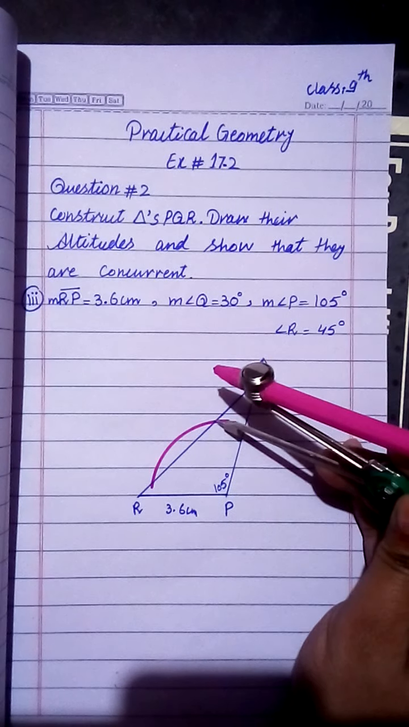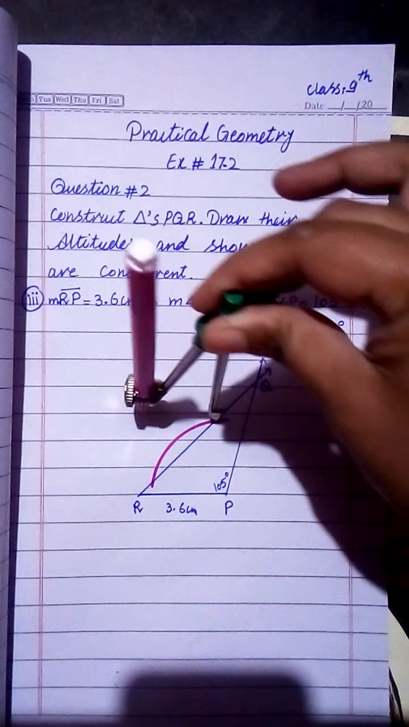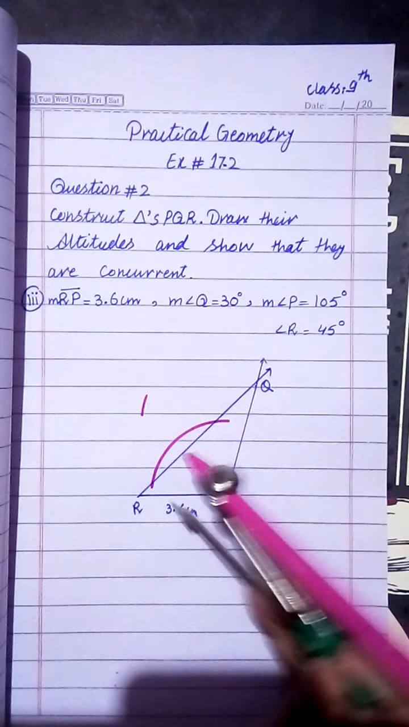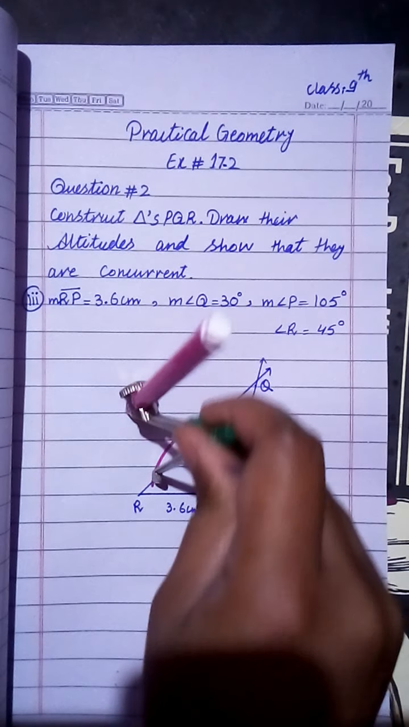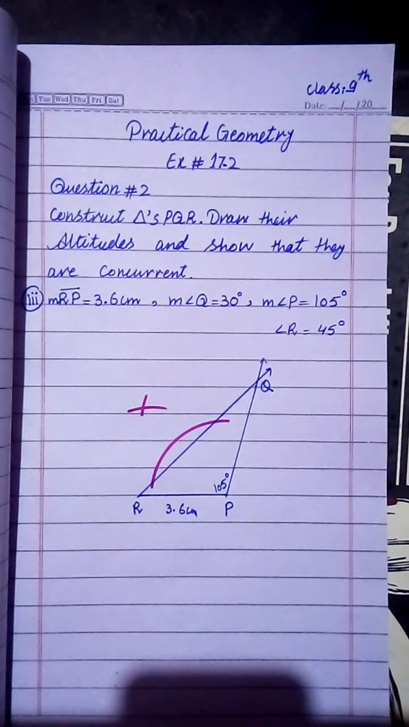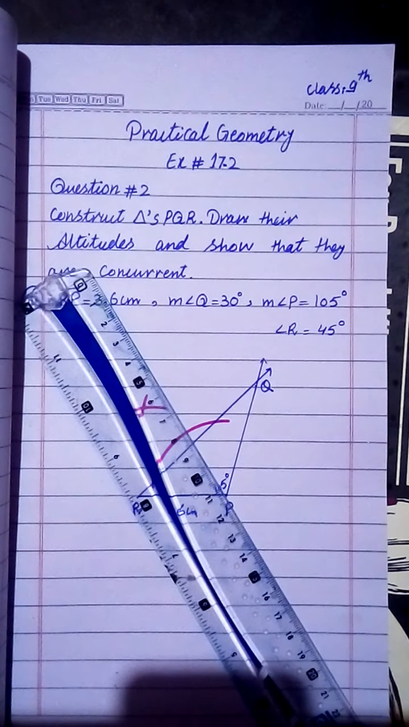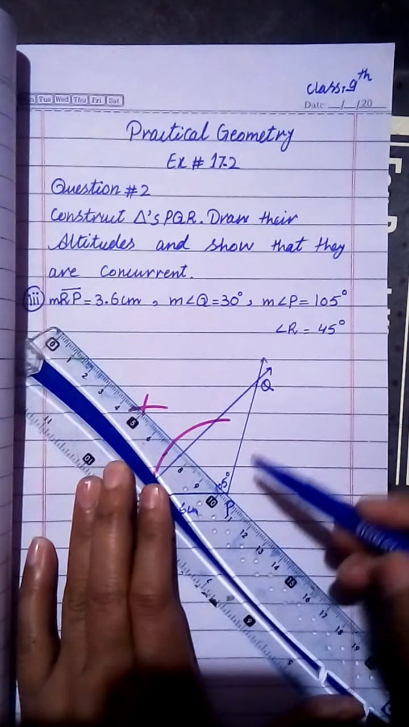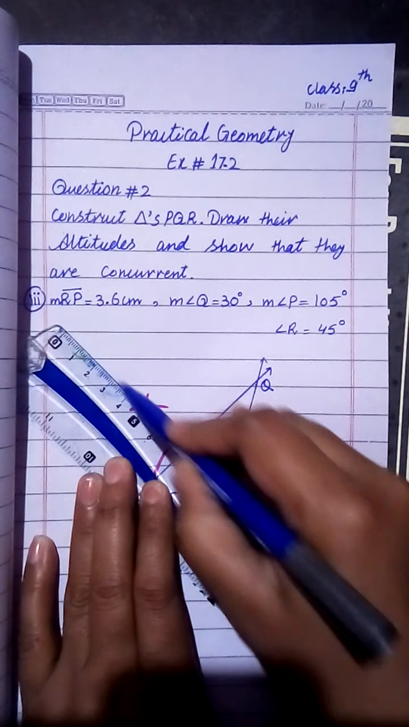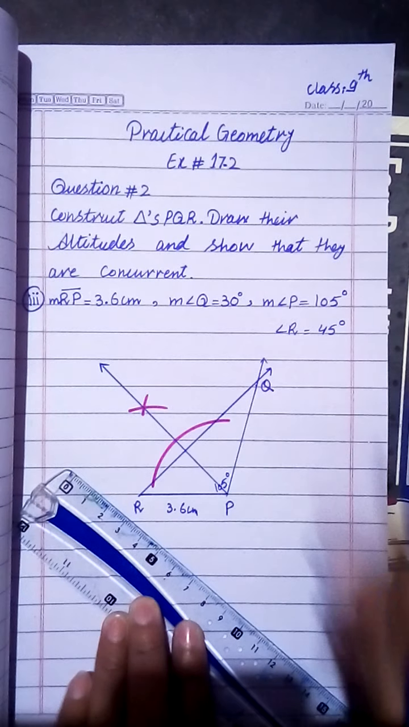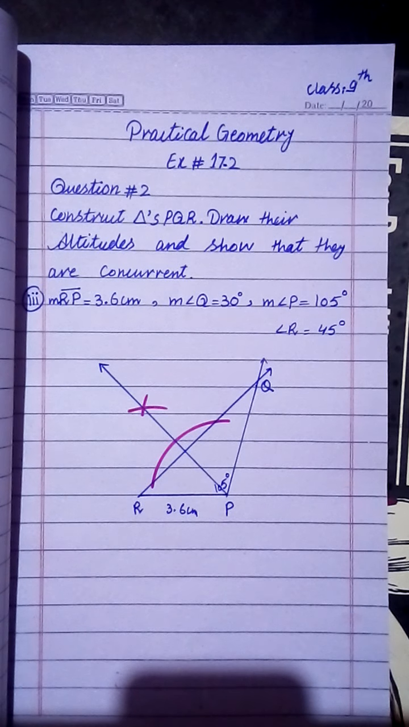Now you have to use the same radius and draw arc. Now put compass at second intersection point, so you have to draw the second arc. Now you have to join with P. This is the first altitude. Altitude can be drawn from the vertices.